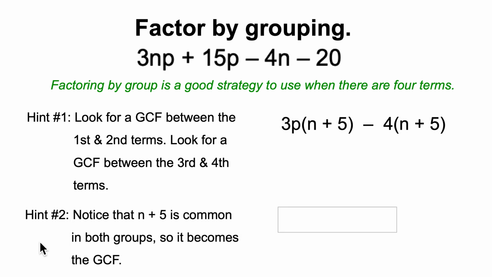Notice that after you factored out the greatest common factor from the first term, did you notice that there's an n plus 5 in both of these groups? That is now called your GCF. So our final answer, when we factor, is written like so: n plus 5 times 3p minus 4.